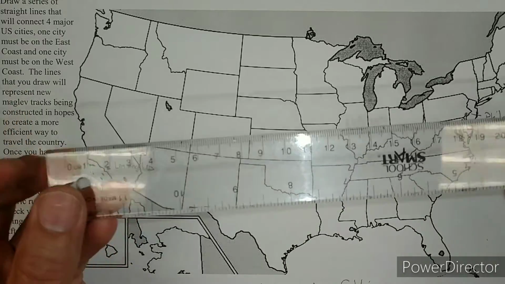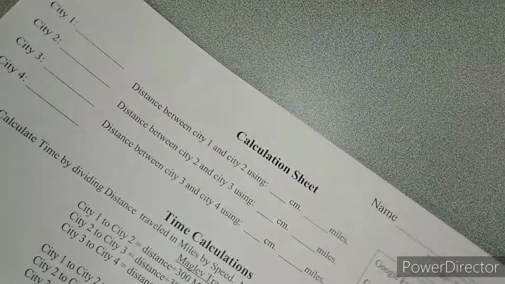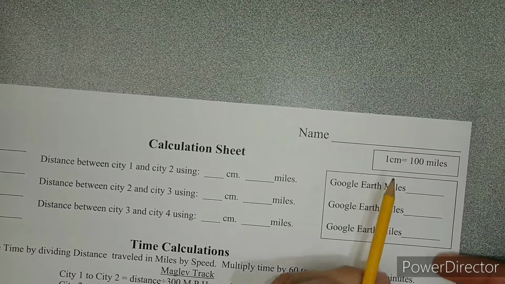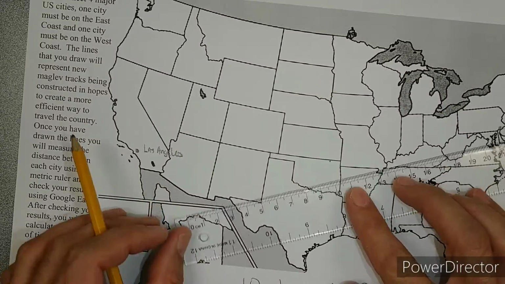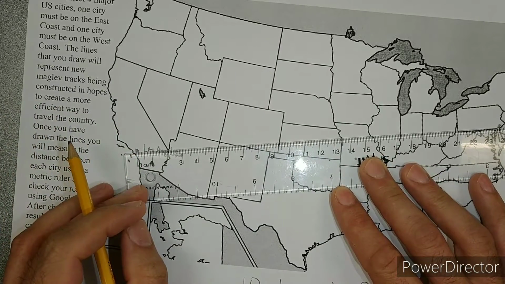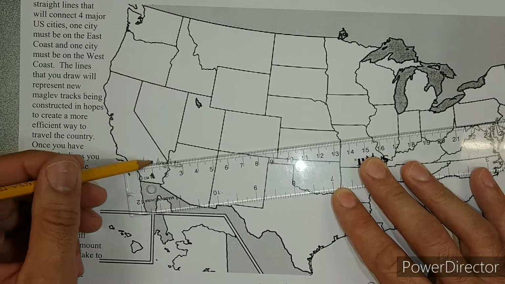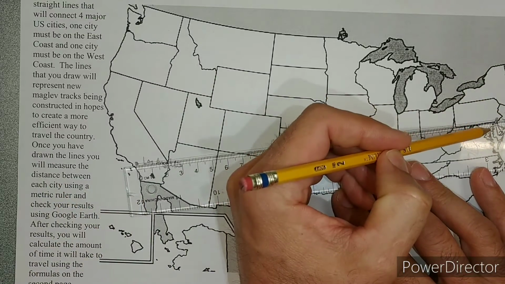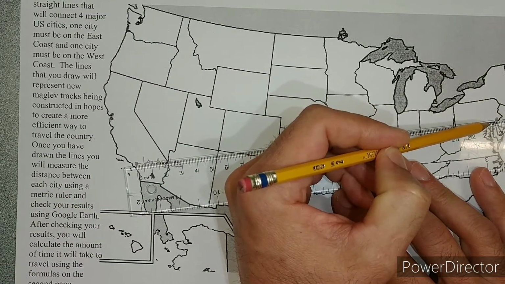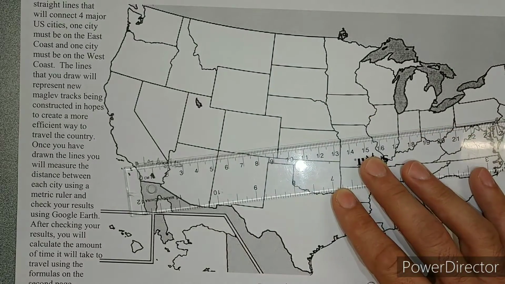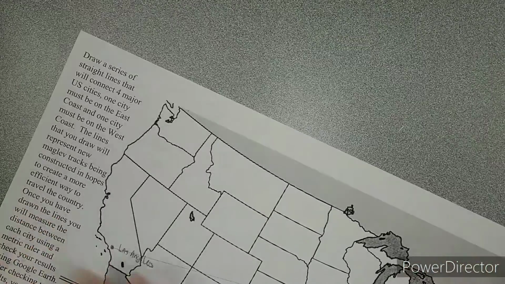So we're going to use a ruler, and we're going to use the metric side, because we're going to end up measuring in centimeters, okay? And we're going to find out that 1 centimeter is equal to 100 miles. So I'm going to take my ruler and connect Los Angeles and Philadelphia. That might not be the ones you choose, but I'm going to draw a line connecting the two, and I'm going to measure how many centimeters it is. It looks like 23 and 8 millimeters, so 23.8 centimeters.